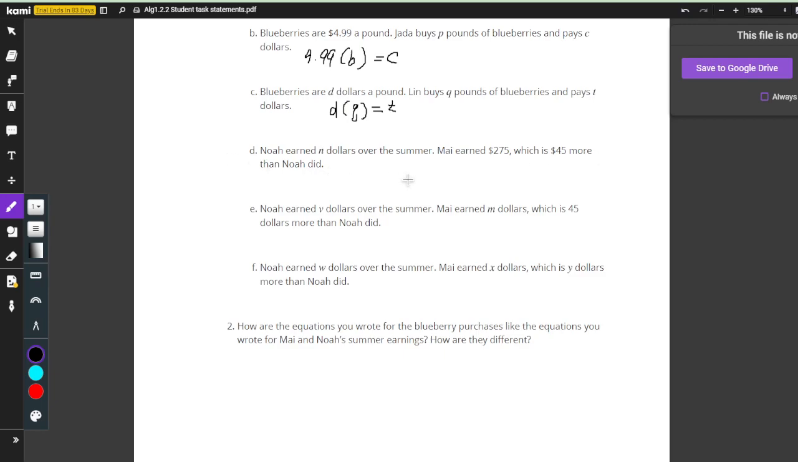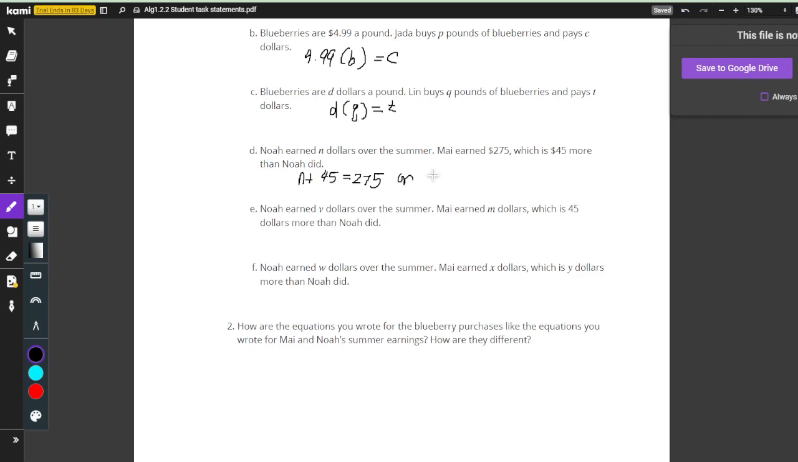So we can write an equation. We know that Mia earns $275, and we know that Noah is $45 less than that. Mia has $45 more than Noah. So our equation is going to state that Noah plus $45 must equal what? Mia, $275.